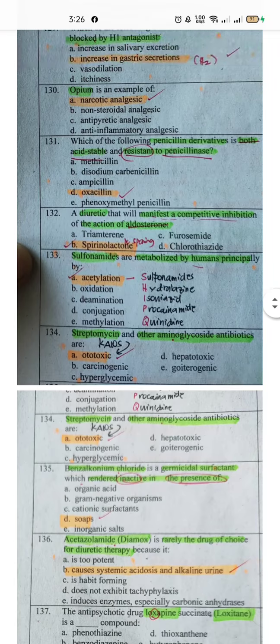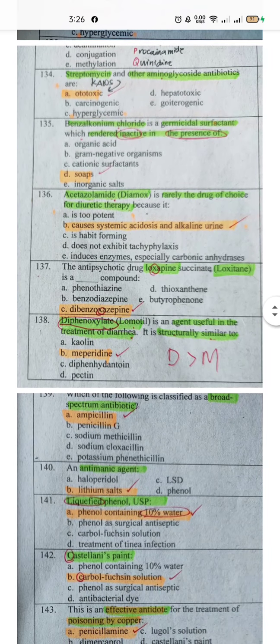135. Benzalkonium chloride is a germicidal surfactant which is rendered inactive in the presence of soaps. So, benzalkonium chloride is a cationic surfactant. They are inactivated by soaps and other anionic detergents. So, anionic plus cationic will render the activity inactive.